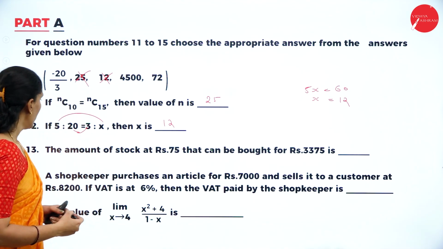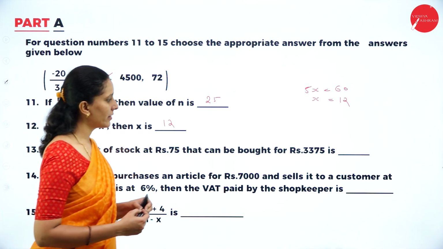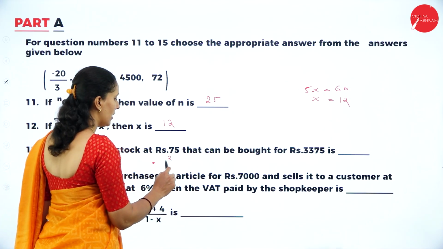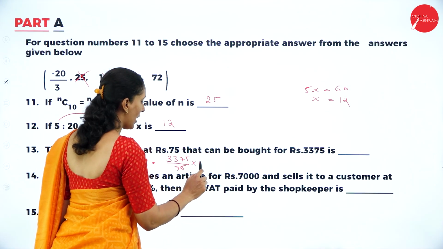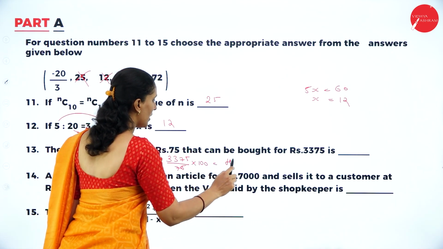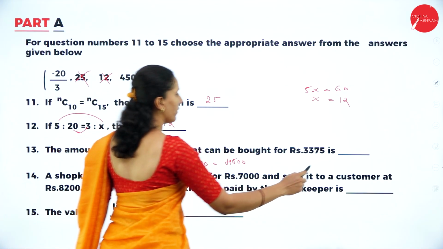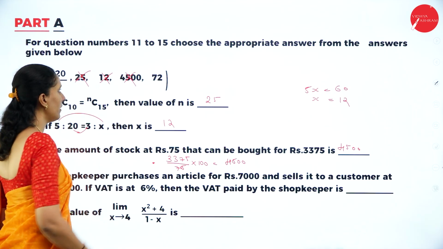Next question we have, the amount of stock at rupees 75 that can be bought for rupees 3,375. So clearly this can be written as 3,375 divided by 75 into 100. So we'll get the answer as 4,500. So now here we can write 4,500 here. So clearly this is done.